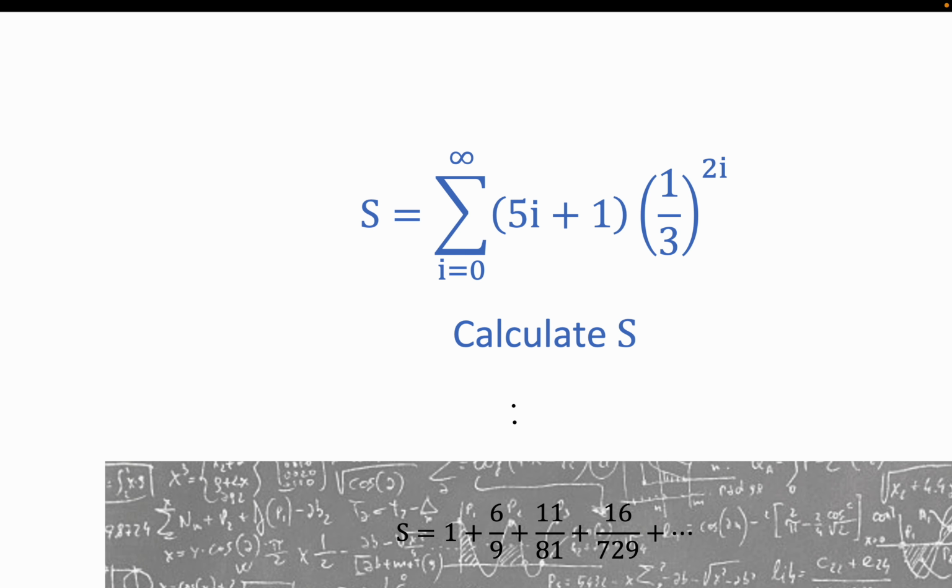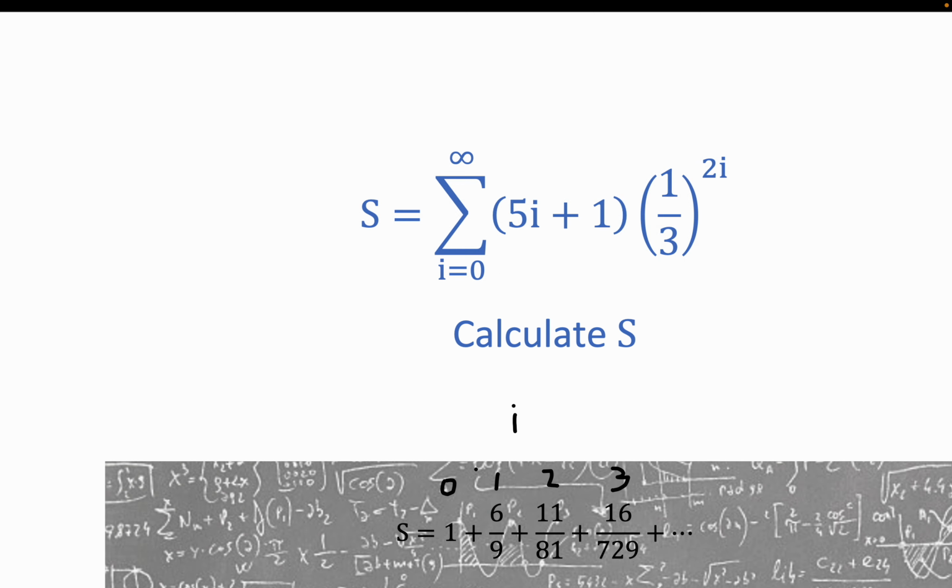This series looks sort of like a geometric series. For i equals 0, this gives you the first term. If i is equal to 0, you get 1, and you can check that. For i equals 1, you get 6 over 9. For i equals 2, you get 11 over 81. For i equals 3, you get 16 over 729. And that's not hard to verify just by putting in i equals 0, and so on. I just wrote down the first 4 summands here.